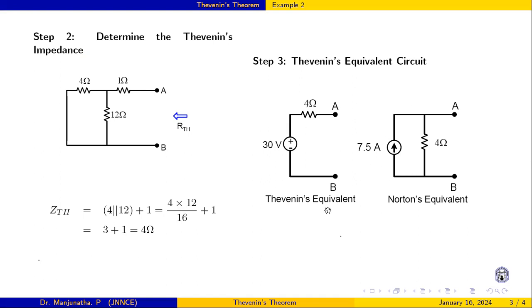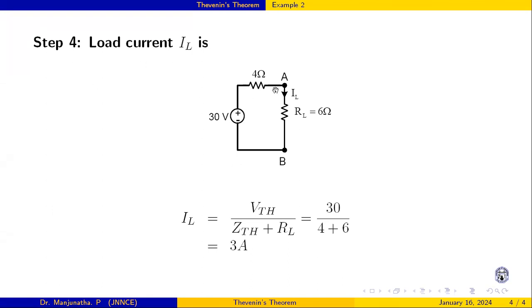Last step is to determine the load current. Connect the load now. Now it is a simpler circuit. 30 volt, IL is this voltage divided by 4 plus 6 ohm. 30 by 10, that is 3 ampere.